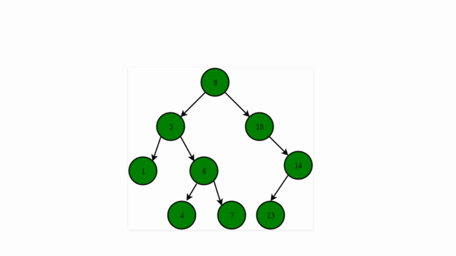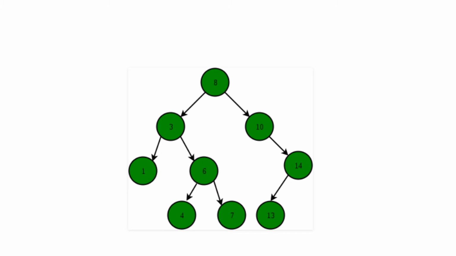Now, let's take a look at the numbers 4, 7, and 13. We'll start with 4. Go back to the top. Go to 8. 4 is less than 8, so it goes left. So we're looking at 3 now. 4 is greater than 3, therefore it heads to the right.